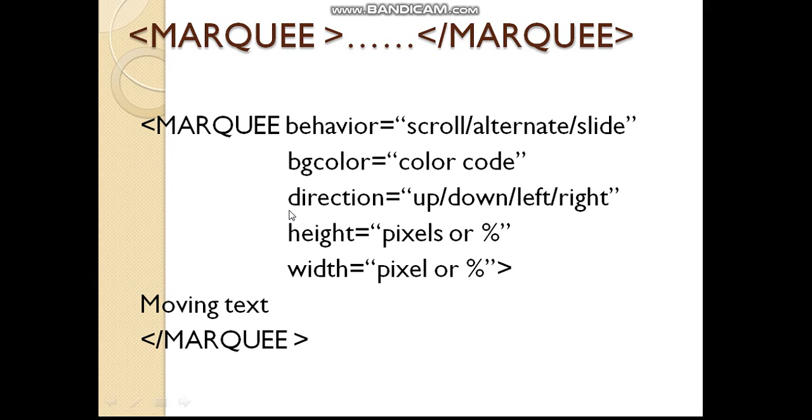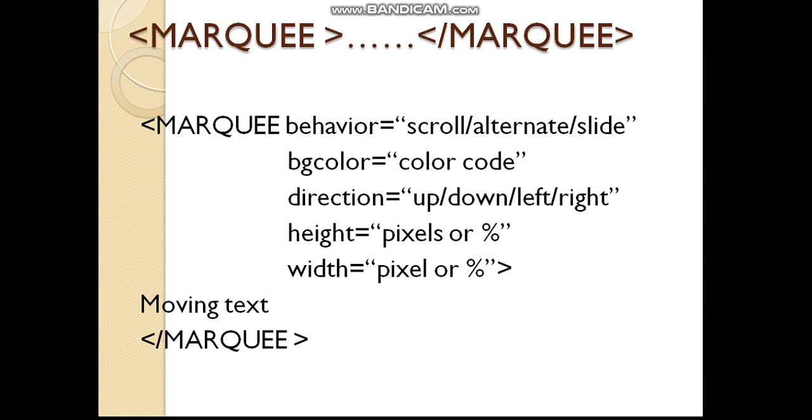Now the syntax is Marquee behavior. Three behaviors are there: scroll, alternate and slide. We will see in the example what those behaviors are. BGcolor means the background color of that text. Then you have to write the color code. Color code should be written in hexadecimal code.